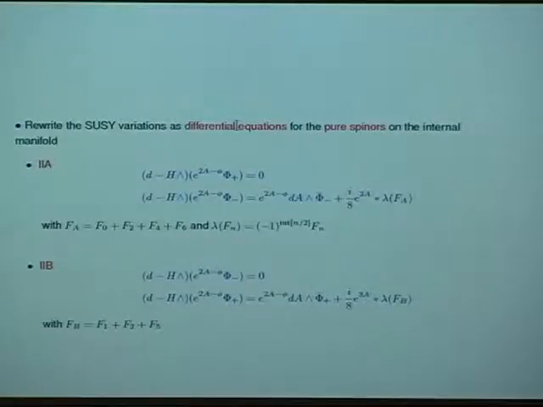Once we have the pure spinors, we can actually manipulate supersymmetry variations and rewrite them as differential equations on these spinors. This is for type IIA and type IIB, and you see that they are mirror symmetric if we exchange the pure spinors and we exchange the Ramond-Ramond fluxes. I want to stress that the content of this equation is exactly equivalent to the content of the supersymmetry variations.